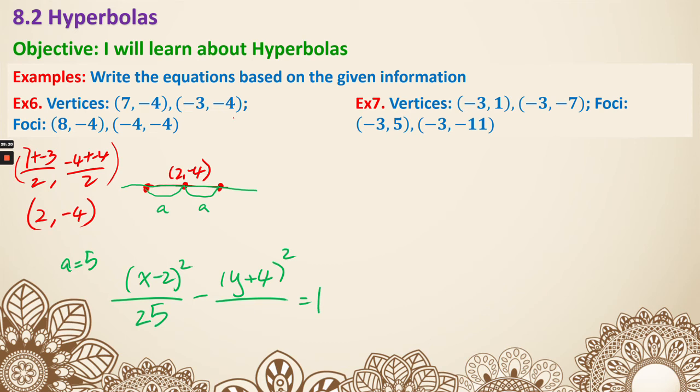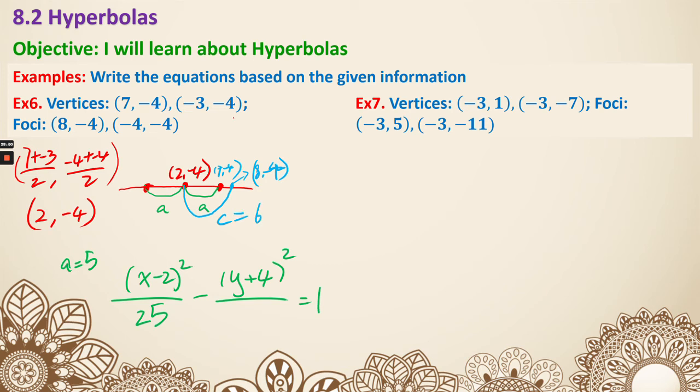Now, my foci, it's 8, -4. Let's see, where's my line? That is my transverse line. My foci is 8, -4. Remember, this point is 7, -4. My foci is 8, -4. So I can clearly know my c would be a 6 in this case.